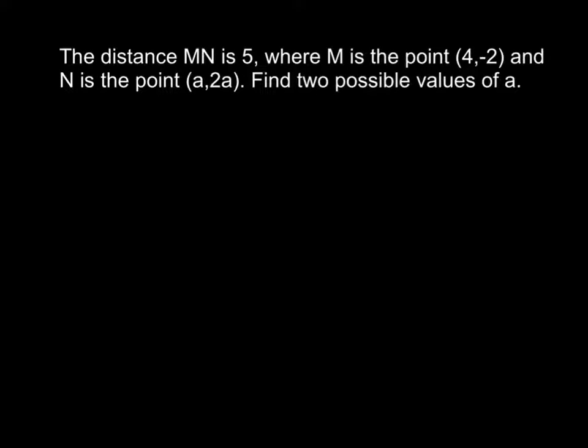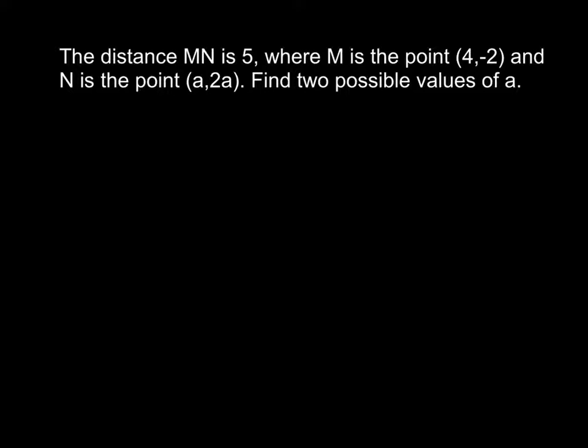So, a worked example now to try and find out the distance between 2 points. The question is: the distance MN is 5, where M is the point (4, -2) and N is the point (a, 2a). Find two possible values of a. So we can do this algebraically now we know how to calculate the distance between 2 points.